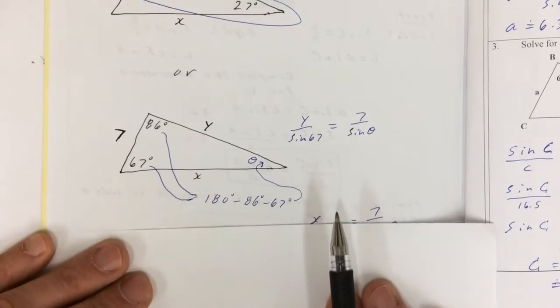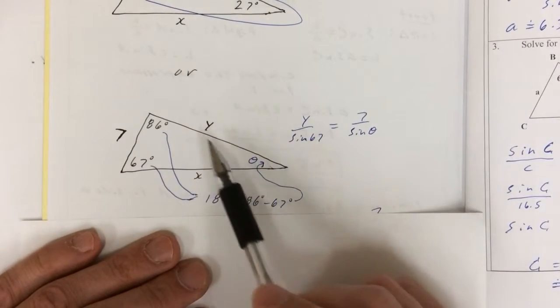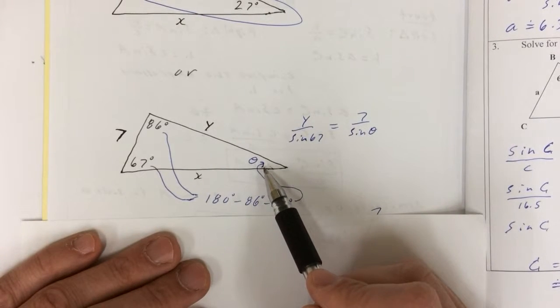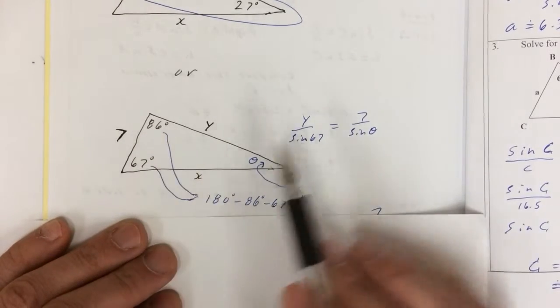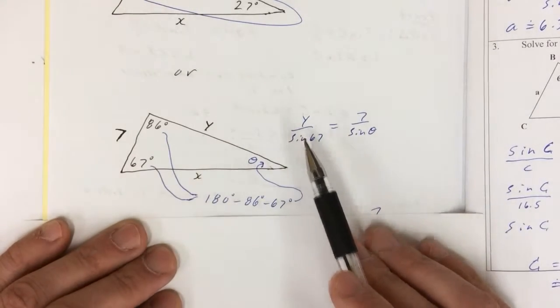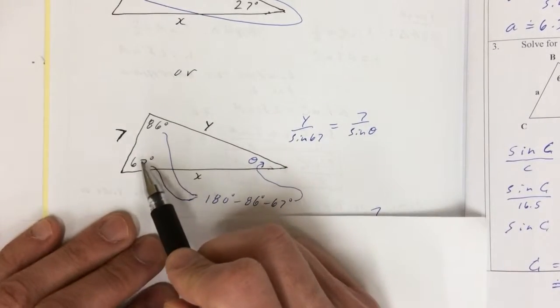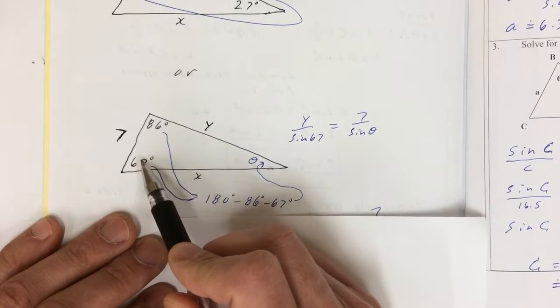Another situation would be this. You want to find theta, okay? And you've been given this side length and these two angles. Or you want to find theta, x, and y. So you're given a side and the angles that are on either side of that side.